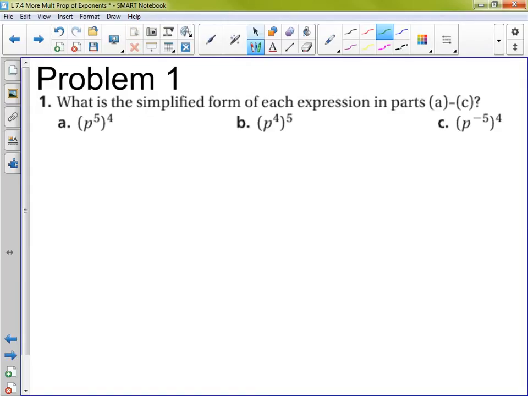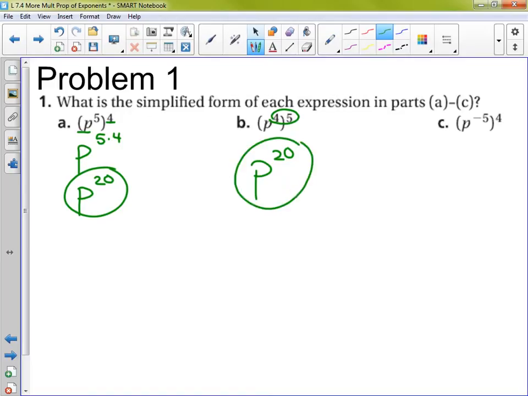Instead of writing out all that work, what you should notice is p to the fifth is being raised to the fourth. So that really means p to the fifth times 4, or 5 times 4, which is p to the 20th. And the second one, p to the fourth is being raised to the fifth, is essentially the same problem. 4 times 5 is still p to the 20th.